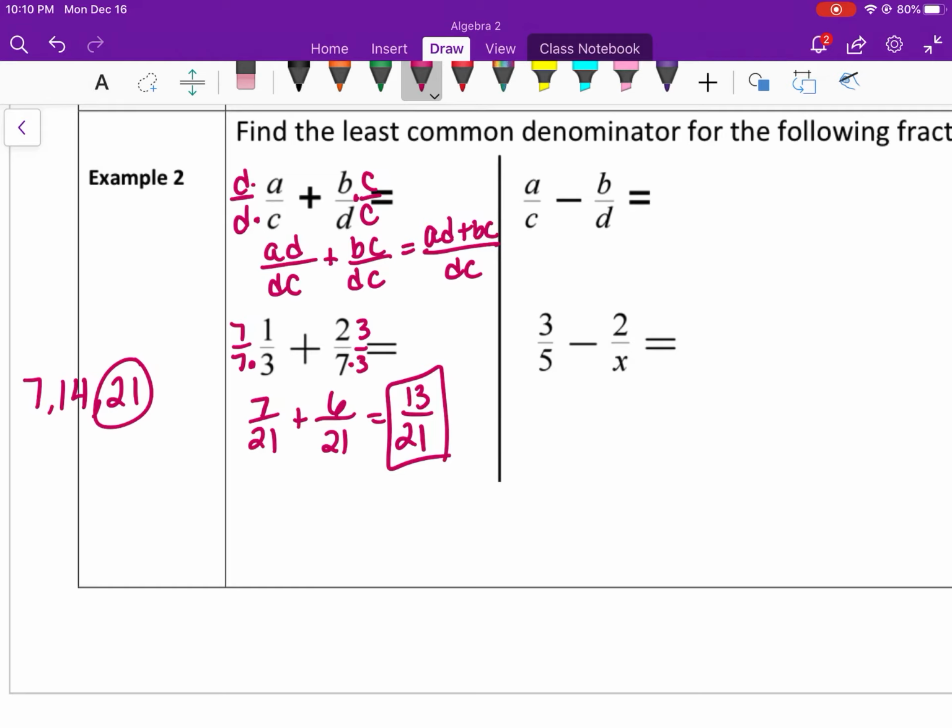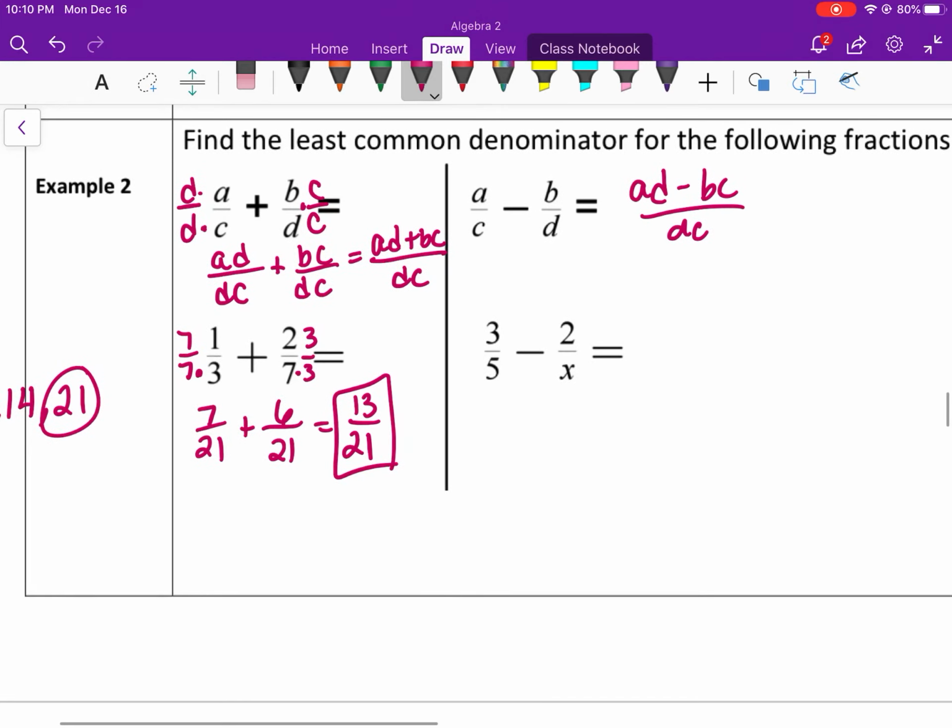Okay, so it'd be the same idea with subtracting. You would have that AD minus the BC over DC. You would need the DC. The first one would need a D and the second one would need a C. So when you look at this one, you need a 5 and you need an x. So 5x is going to be your lowest common denominator.